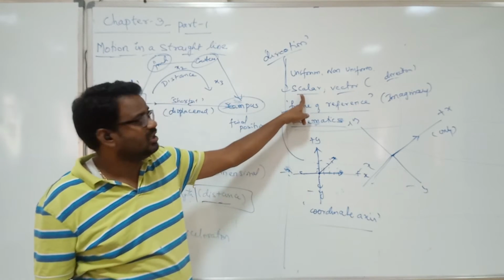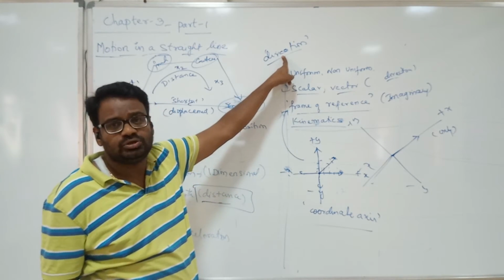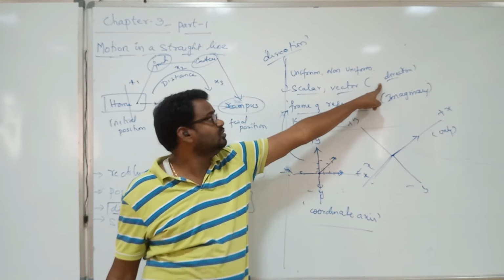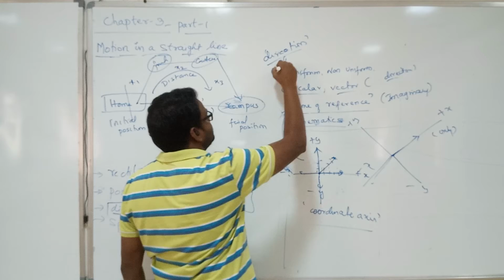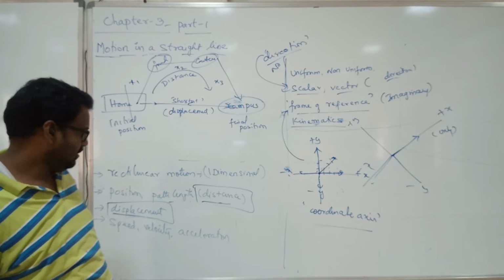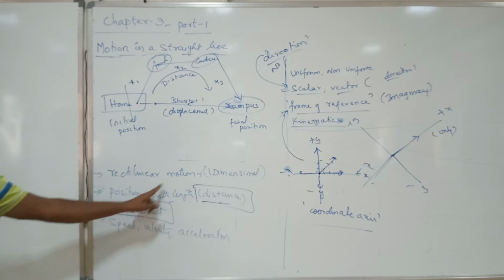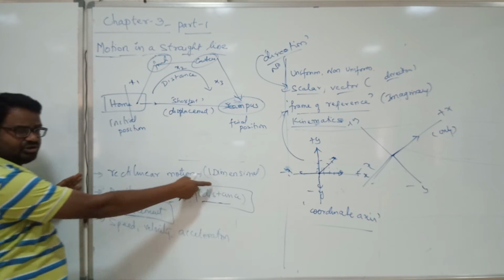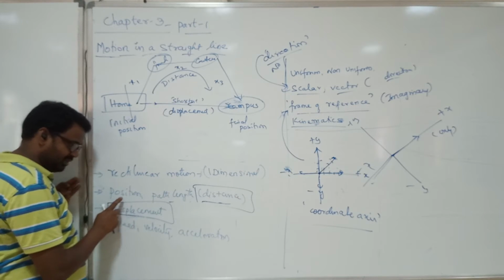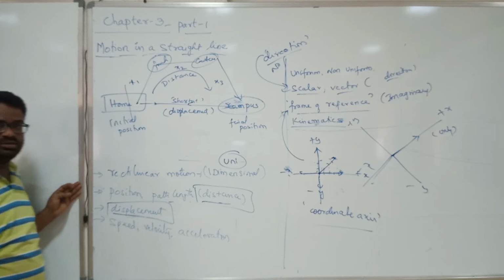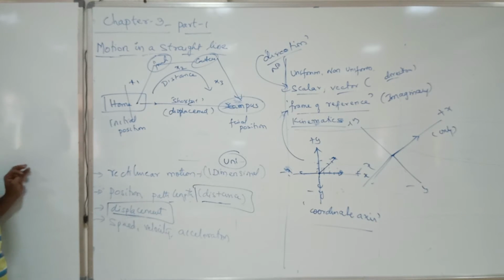A scalar is that quantity which does not need direction to specify it. A vector is that quantity which needs direction to specify it. If there is no direction, it comes under scalar quantity. Now you should be clear with this. Just a recap: rectilinear, straight line path, needs one dimension. Unidimensional, one dimensional, rectilinear, all are the same.